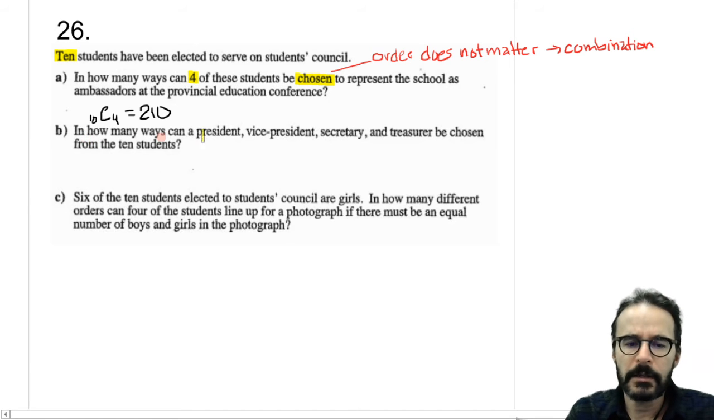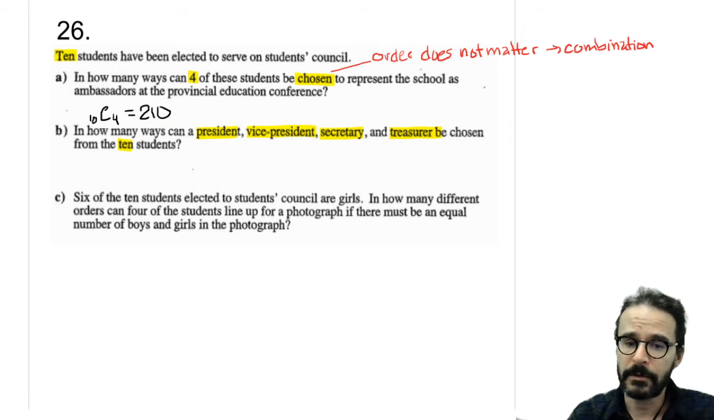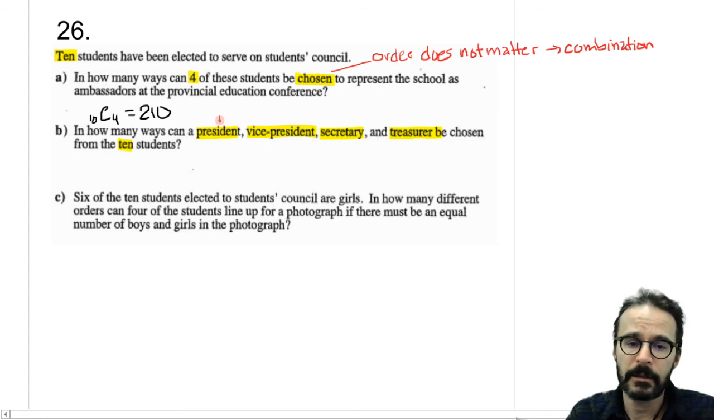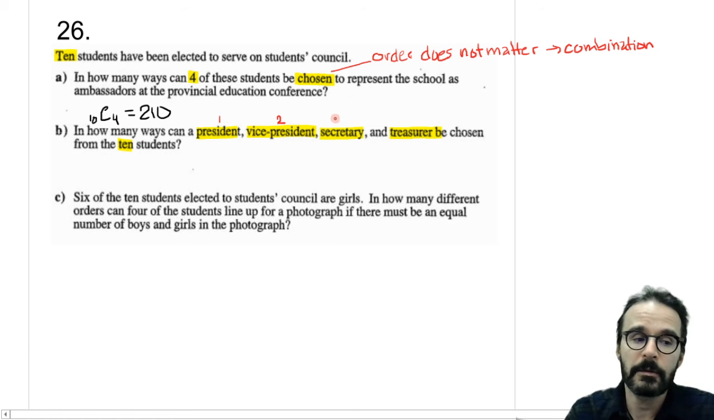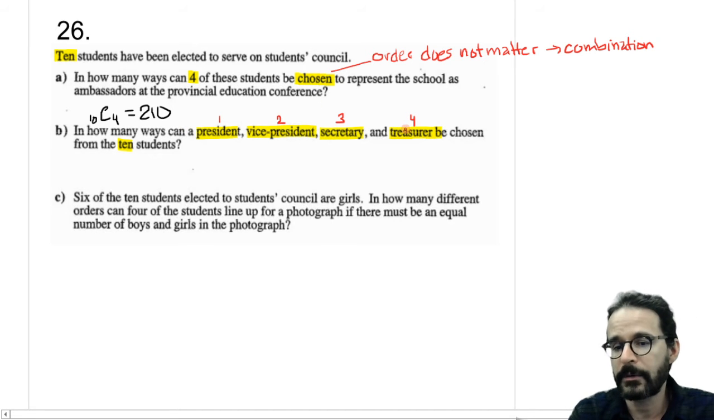In B, in how many ways can a president, vice president, secretary, and treasurer be chosen from these 10 students? Now, here order matters. The first person we select is going to be the president. The second person we select is going to be the vice president. The third person we select is the secretary, and the fourth one will be the treasurer. So this is a situation where the order matters.